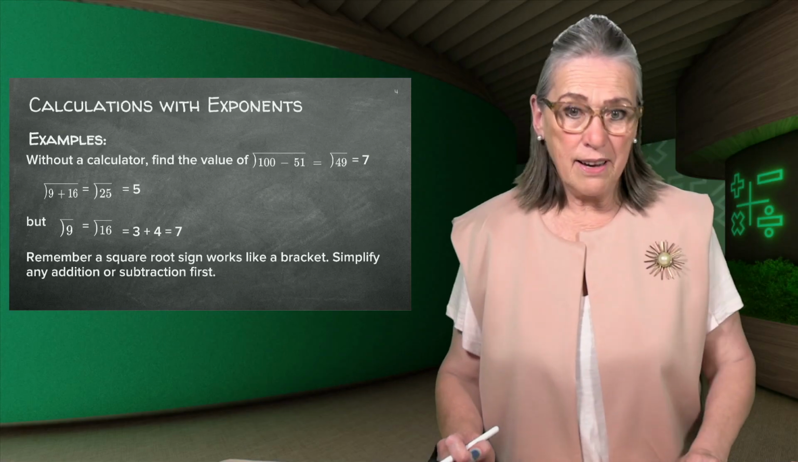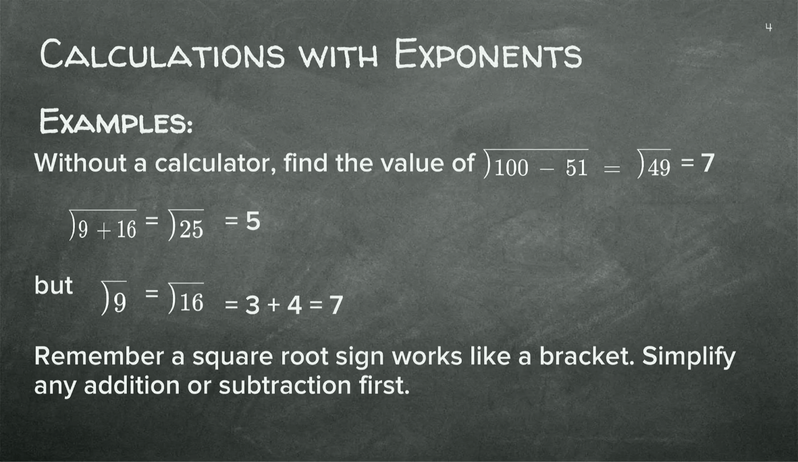Without the calculator, find the value of the square root of 100 minus 51. So what are we going to first do? The subtraction. Remember? So 100 minus 51 is 49. And we know that the square root of 49 is 7. Similarly, if they ask us the square root of 9 plus 16, we're going to first add, get 25. And we know that the square root of 25 is 5.